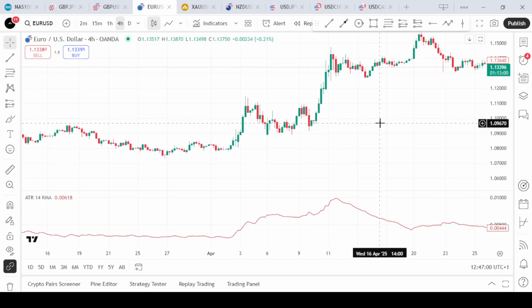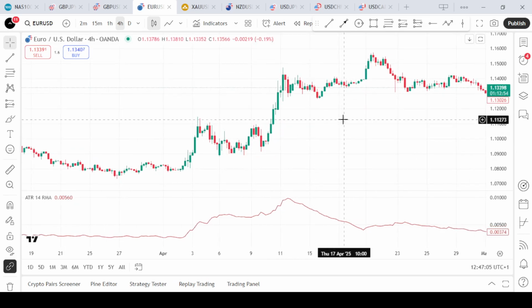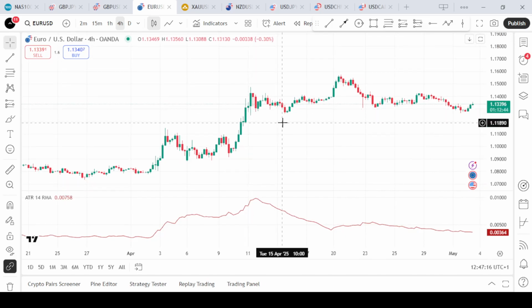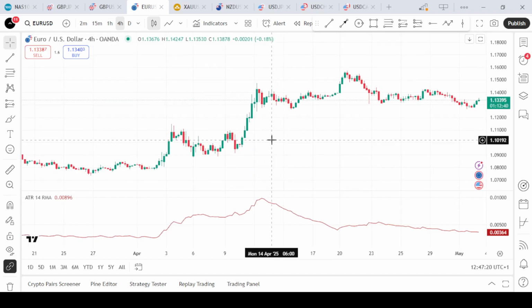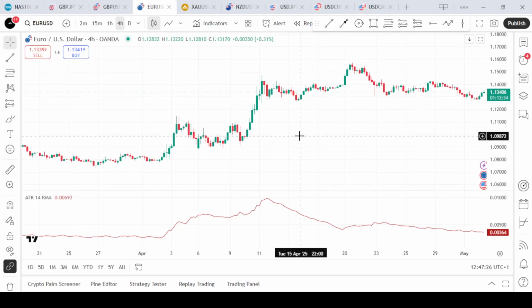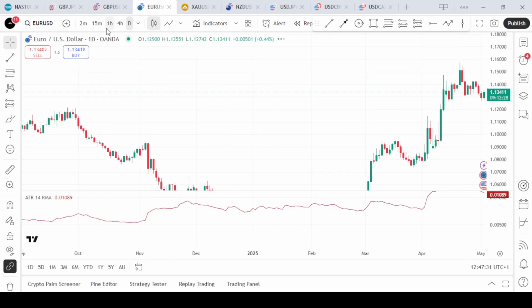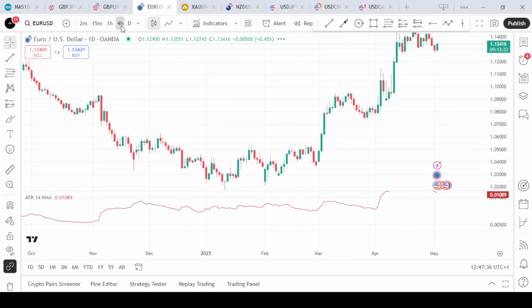Now, there are some key features about this ATR indicator that you need to know about. The first feature is it's non-directional. The ATR does not indicate price direction, it only measures the volatility of price. The second key feature is its adaptability. The ATR can be applied to any time frame, either your 4-hour time frame, your daily time frame, your weekly time frame, your 1-hour time frame. It can be applied to any time frame you choose.